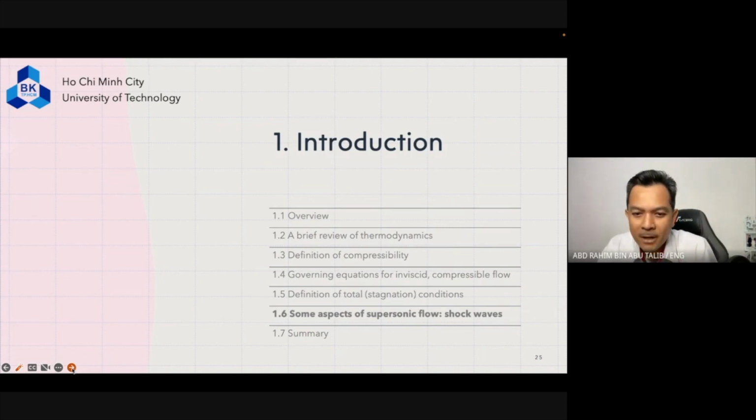Right. We are now going into the last part of the introduction, which is related to the aspect of supersonic flow in terms of the shock wave.